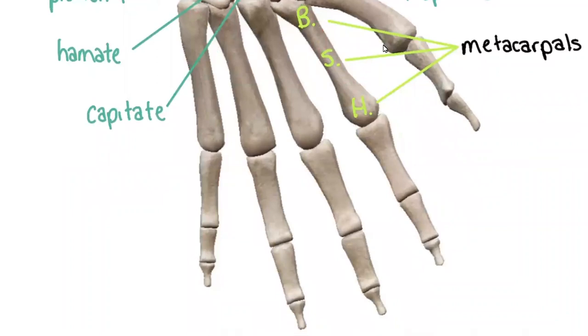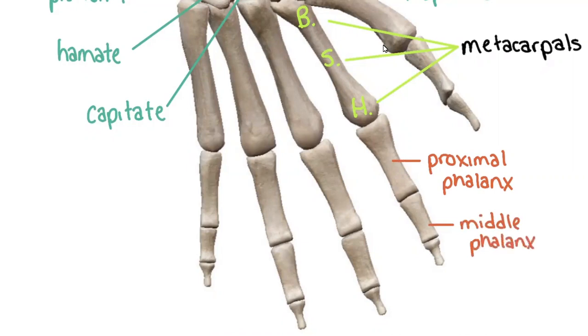Then, different color, you have your phalanges. Your phalanges are going to be these things right here, more distal to your metacarpals. This applies to all digits. I'm just leaving on the second digit right now because I have room. This is going to be your proximal phalanx. This here is going to be your middle phalanx. And this part over here is going to be your distal phalanx.